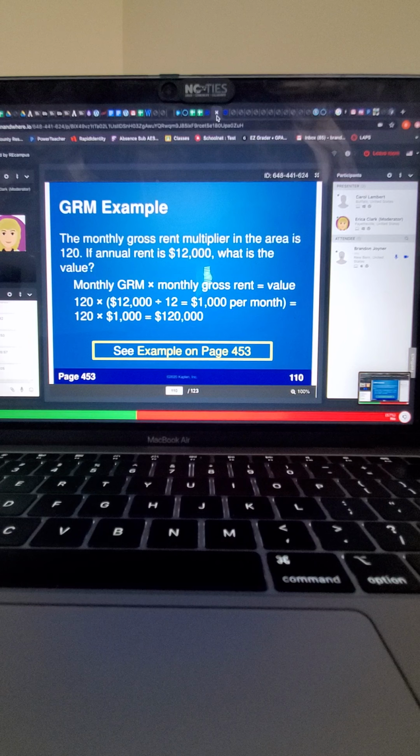Okay, very good. Let me give you an example to work. Christina, your first formula is PIG, price divided by income equals gross rent multiplier. And then your rent times the gross rent multiplier gives you the value.